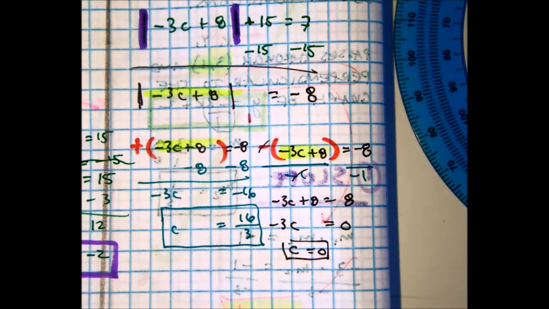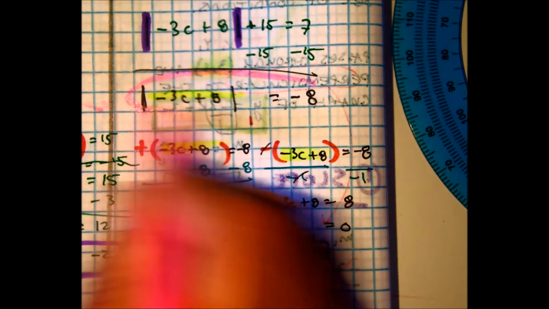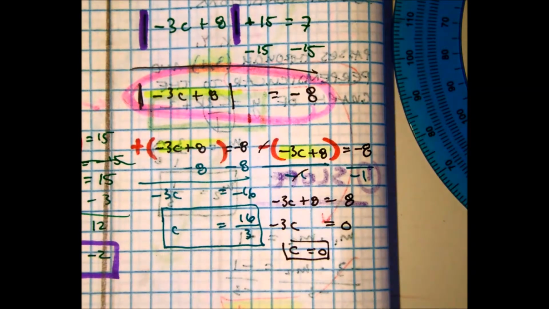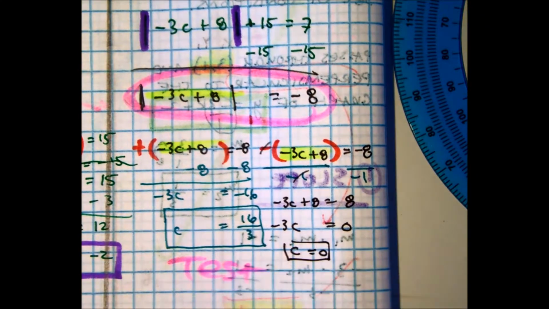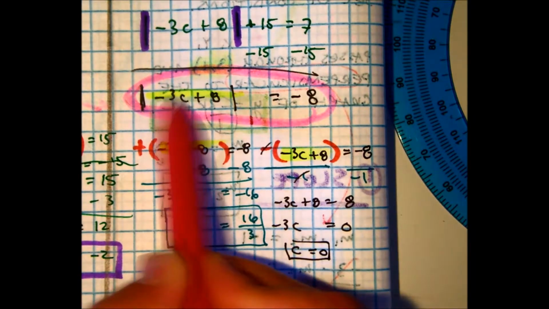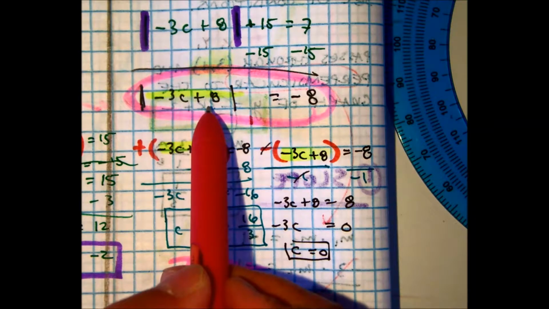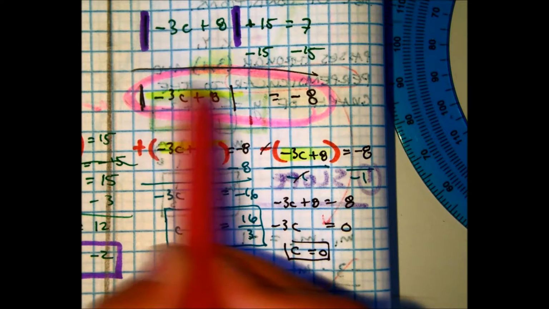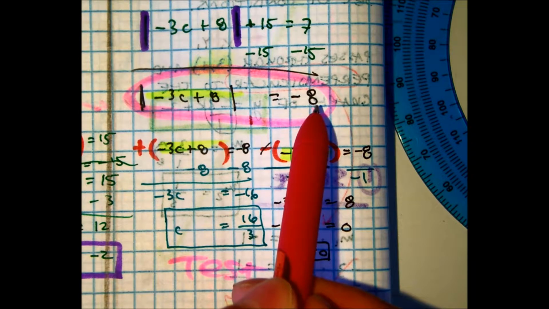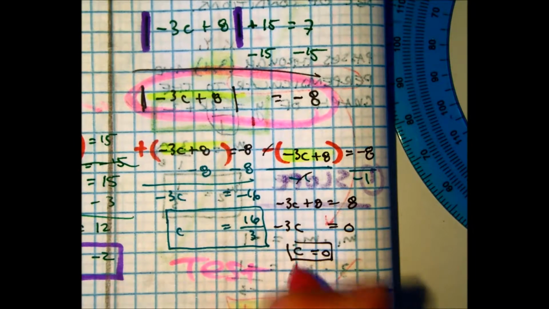Let's test our solution. And I'm going to go to this one because it kind of just makes sense. I'm going to test it right here. Check your answer. Let's try it. 0 times negative 3, 0 plus 8. What's the absolute value of 8, class? Is it negative 8? No. Does 8 equal negative 8? True or false? False. Uh-oh.